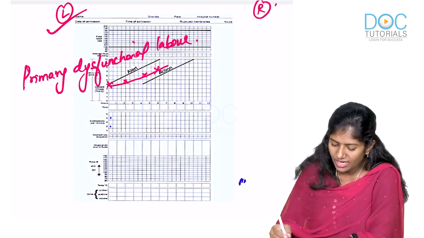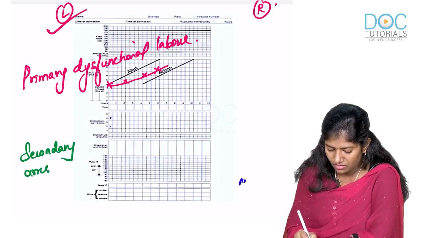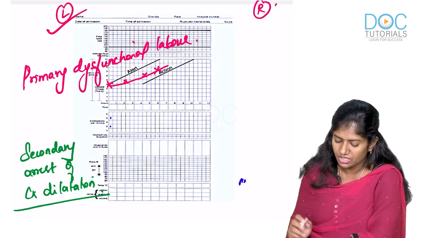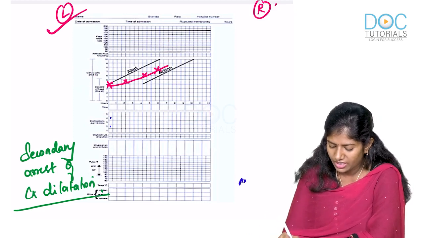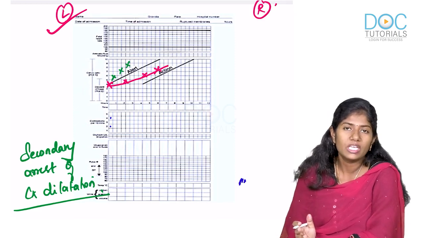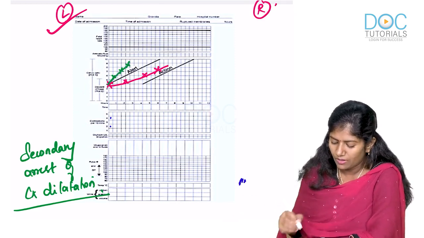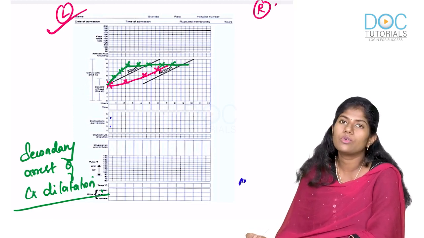On the other hand, we have one more called secondary arrest of cervical dilatation. What is secondary arrest of cervical dilatation? If in case the curve was initially to the left of the alert line, which means normal. Initially, in the first few hours, the dilatation was normal, and then it became static. Then slowly it moved to the right of the alert line. If it is like this, then you call it secondary arrest.